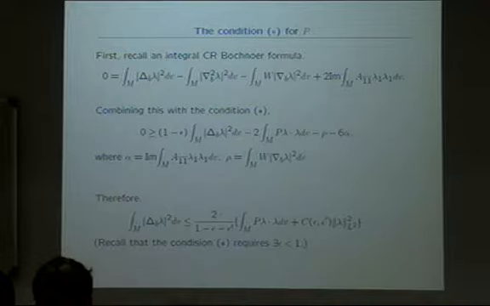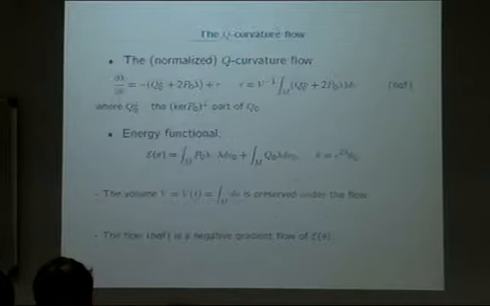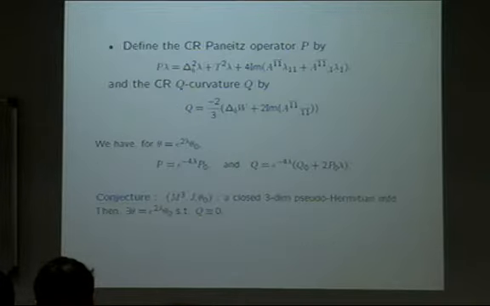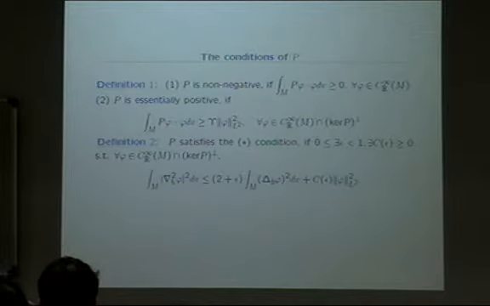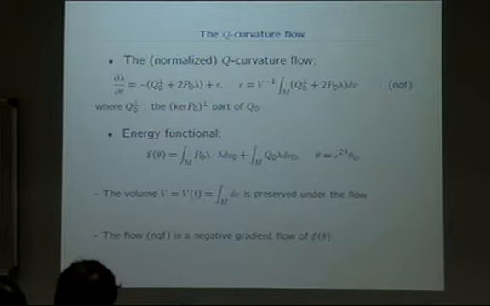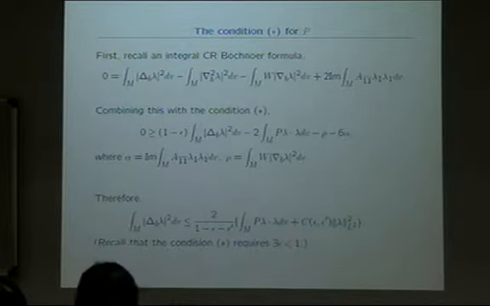And because the CR-Paneitz operator mainly consists of this square of the sub-Laplacian and the square of the derivative with respect to the vector field, and furthermore, we can estimate the sub-Hessian by the sub-Laplacian. So, combining these three conditions, we can get this inequality. Here, rho is a curvature term, and alpha is a pseudo-Hermitian term.